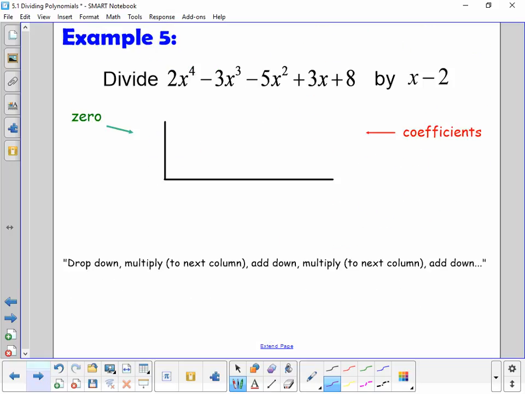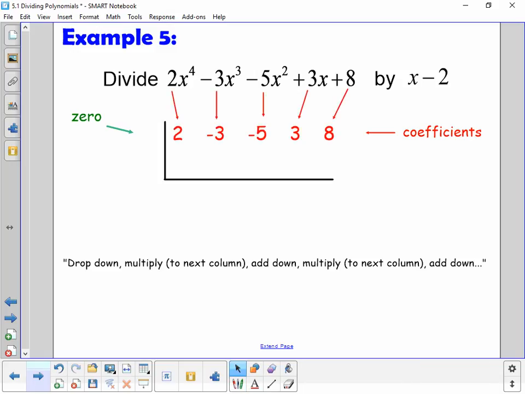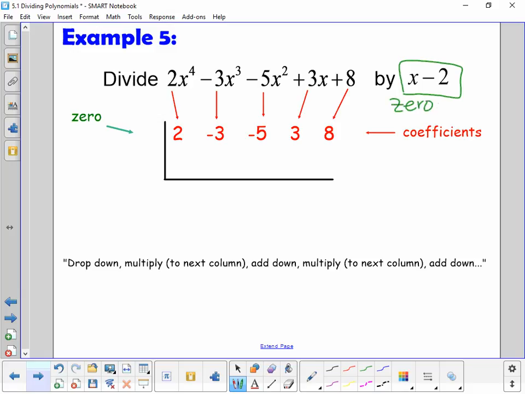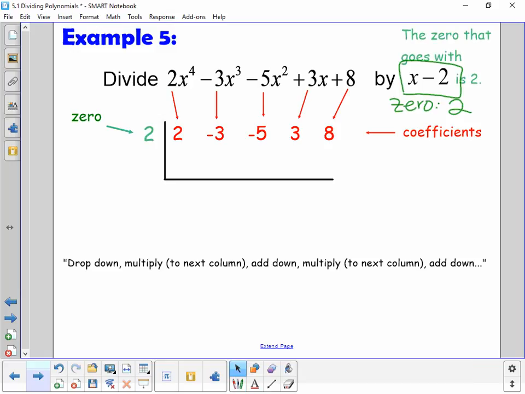Okay, so let's try another one. So again, you pull the coefficients down for each term. So this one will have a 2, a negative 3, a negative 5, a 3, and an 8. We're dividing by the factor x minus 2. So the 0 that goes with that is 2. We put the 2 over here outside of our upside down division symbol. And now we're ready to go.